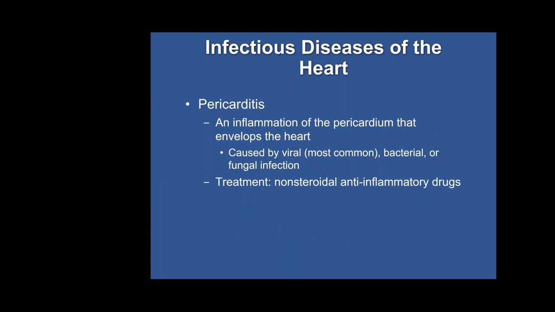All right, pericarditis. The last one was endocarditis. Now we're on pericarditis. This is the inflammation or irritation of the pericardium, the outer layer of the heart and the sac that surrounds the heart. It's caused by viral, which they say is most common, bacterial or fungal. At the hospital, they'll do a blood draw to figure out what is causing the infection, and then they'll give antivirals, antibiotics, or antifungals specific to whatever is causing the issue.